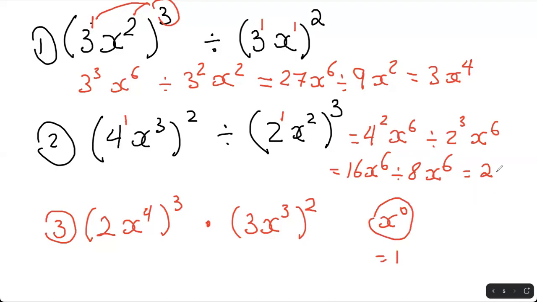And so this would be 2 times 1, which gives you 2. So it's better to just go 16 divided by 8, which is 2. And x to the 6 divided by x to the 6, they cancel each other out, and we don't have x anymore. Does that make sense?